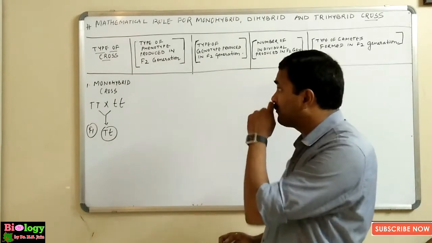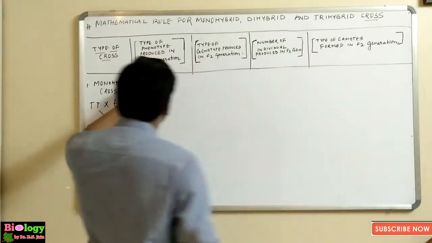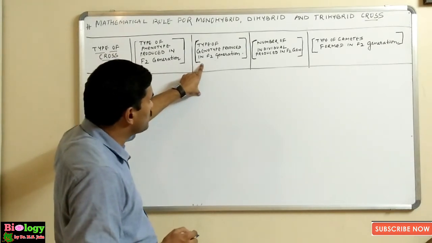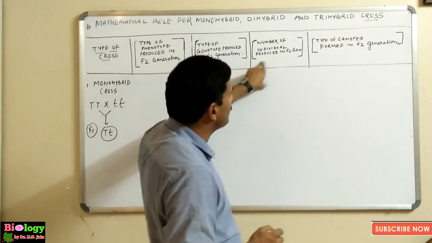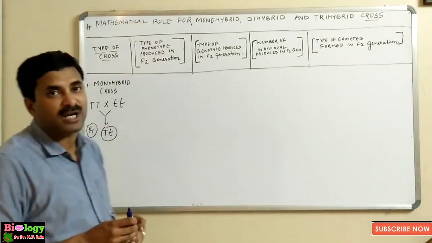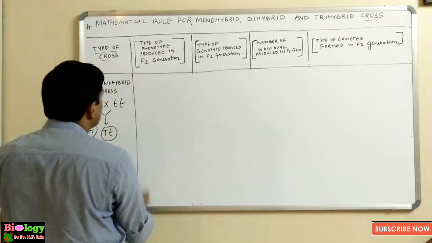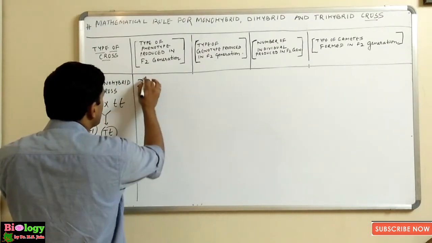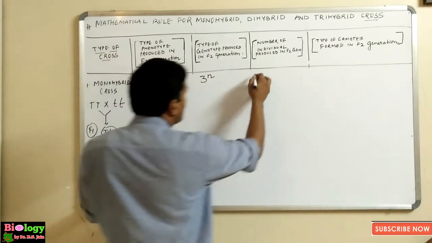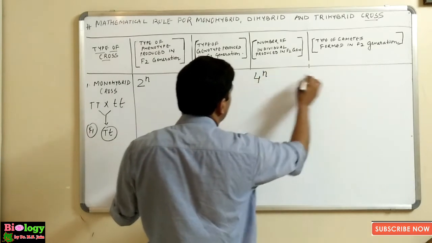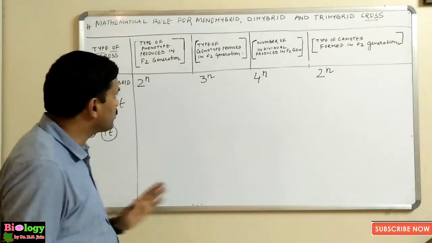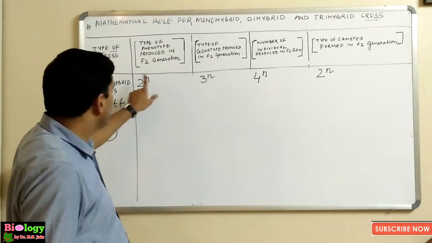Now by viewing this we can know the type of phenotype produced in the F2 generation, the type of genotype produced, the number of individuals produced in the F2 generation, and the type of gametes formed in the F2 generation without making any checkerboard. The simple mathematical expression is that you have to use 2 to the power of n here, 3 to the power of n here, 4 to the power of n here, and 2 to the power of n here.